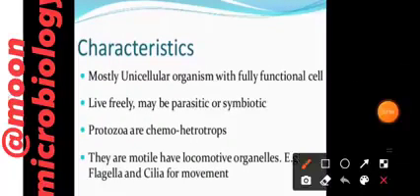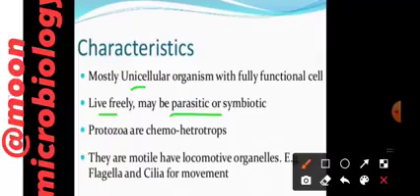If we talk about the characteristics of protozoa, they are unicellular organisms with fully functional cells. A single cell performs all the essential and vital functions. They are free living, they live freely, and they may be parasitic or symbiotic. Parasitic means they depend on a host such as a plant or an animal, or they live as symbionts without harming the host.